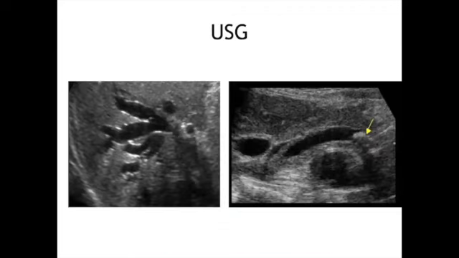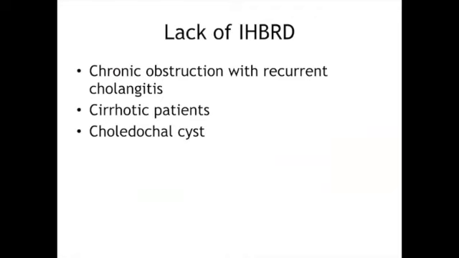So this is the ultrasound which shows intrahepatic biliary radical dilatation with a stone in the lower part of the bile duct. Suppose you have a patient with chronic obstruction or chronic recurrent cholangitis, etc., even if there is obstruction, you may not be able to pick up the intrahepatic biliary radical dilatation. The similar situation is in patients with cirrhosis and in patients with cholelithiasis, because the back pressure change which results in intrahepatic biliary radical dilatation cannot occur.